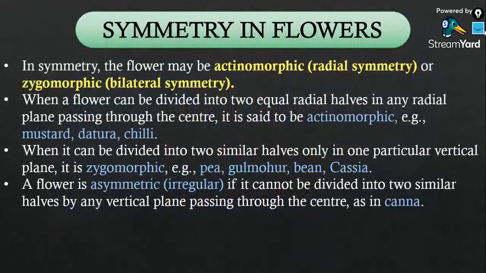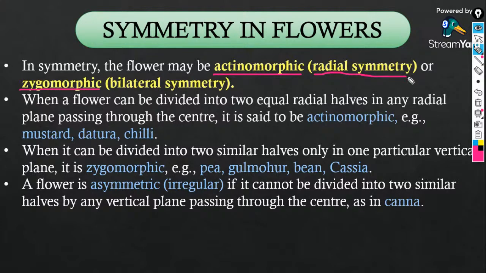Okay. Let's move on. Symmetry of flowers. Next is the symmetry of flowers. The flower may have an actinomorphic or a zygomorphic symmetry. Guys, in the animal kingdom, we studied the radial symmetry, bilateral symmetry and all. So in a flower, if the flower is showing a radial symmetry, you will call such flowers actinomorphic. And if a flower is showing a bilateral symmetry, you will call them zygomorphic.